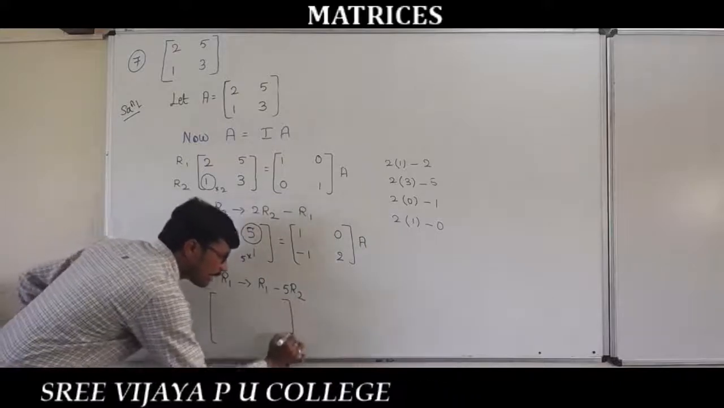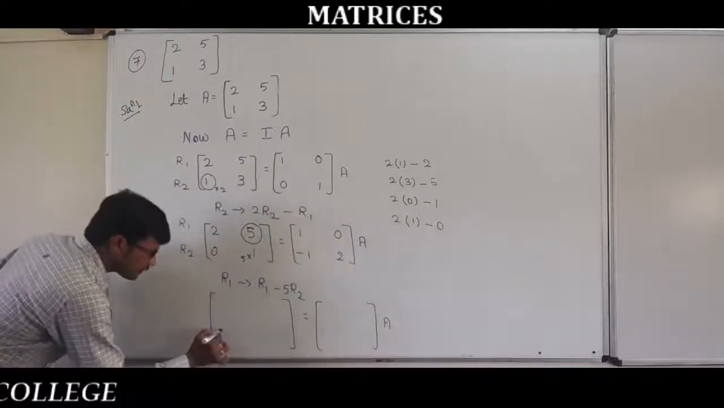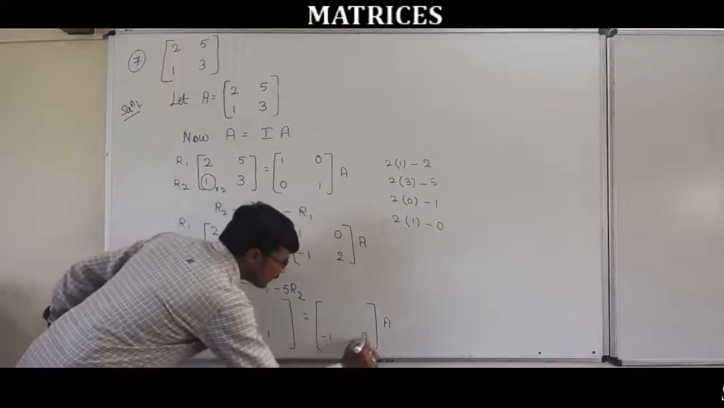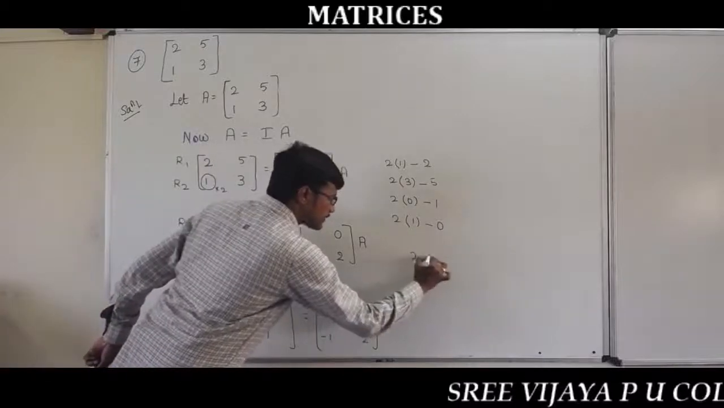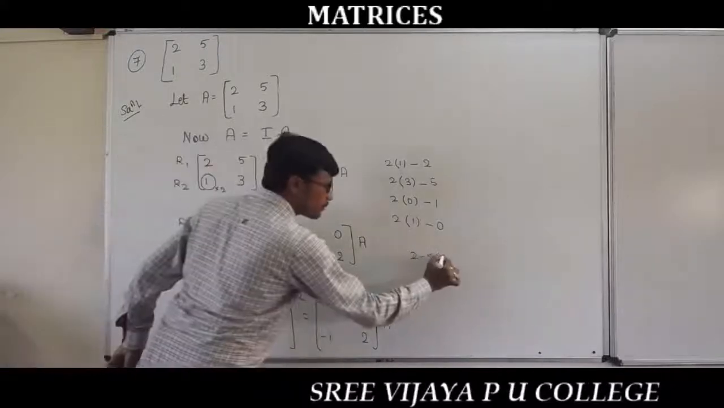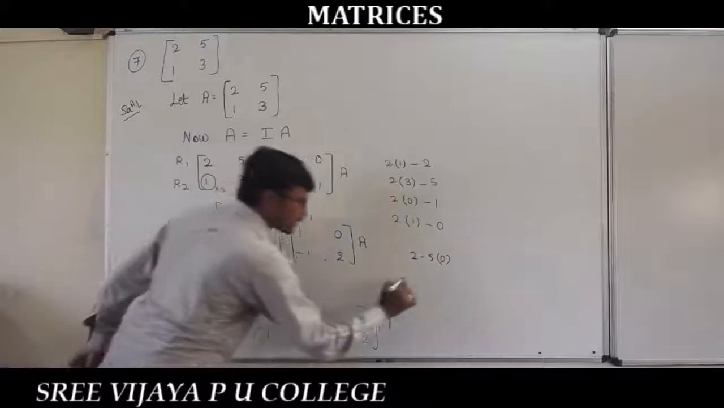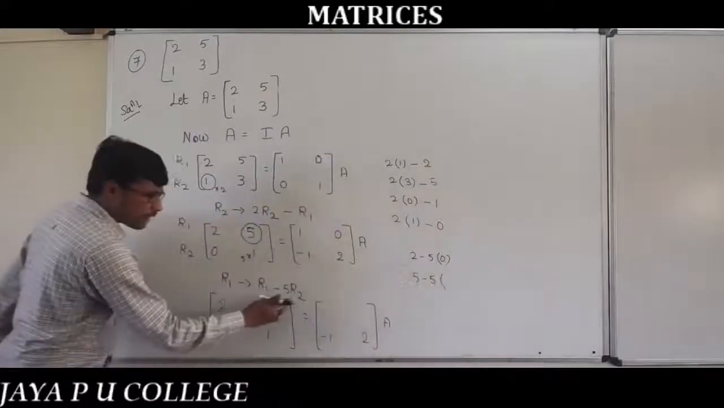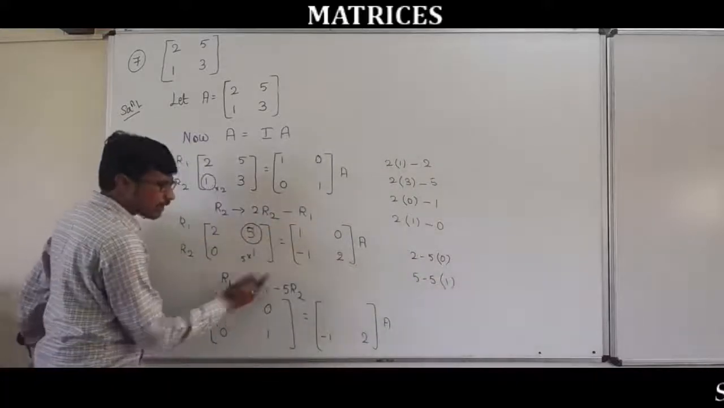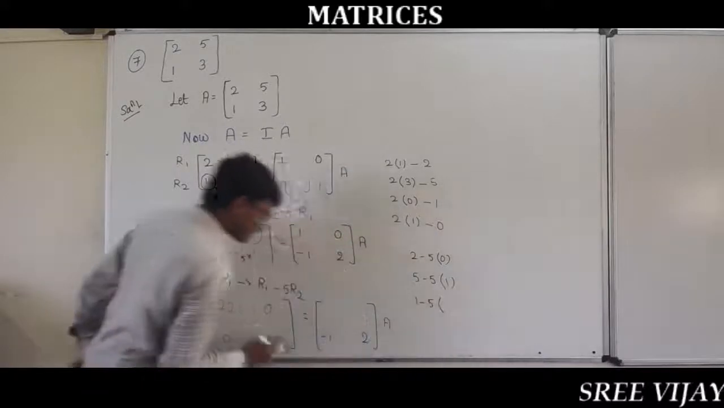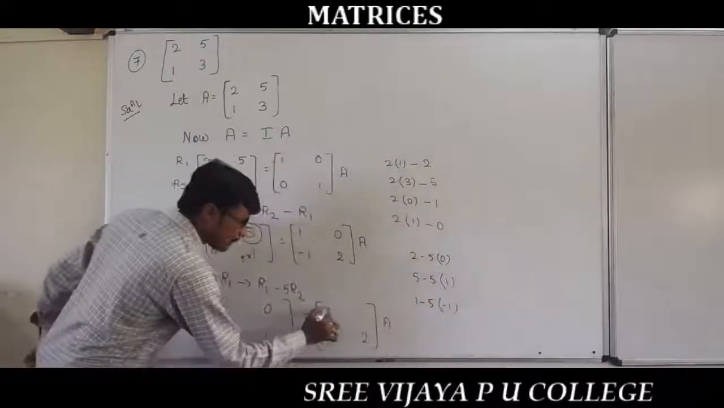So now write the R2 as it is, and R1 will change according to the elementary operation. So R2 is 0, 1, minus 1, 2. Okay. So change that R1. R1 is 2 minus 5 times R2 is 0. 5 into 0 is 0. 2 minus 0 is 2. Next, R1 is 5 minus 5 times, again R2 is 1. 5 into 1 is 5. 5 minus 5 is 0. Next, R1 is 1 minus 5 times R2 is minus 1. Minus 5 into minus 1 is plus 5. So 1 plus 5 is 6.